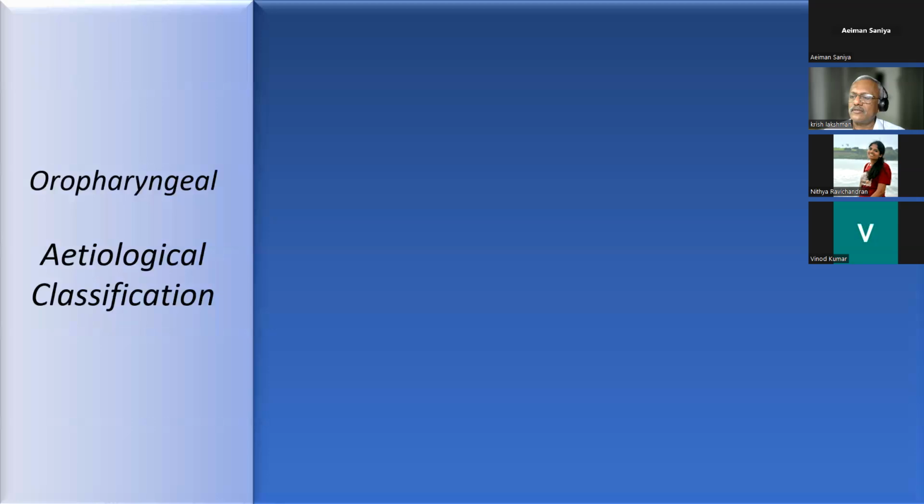Okay, so each of them has an etiological classification. The etiological classification for oropharyngeal is a little different from that for esophageal or lower esophageal. So can you think about the oropharyngeal etiological classification? You know that. Are you there? Hello, sir. Yes. Go on.